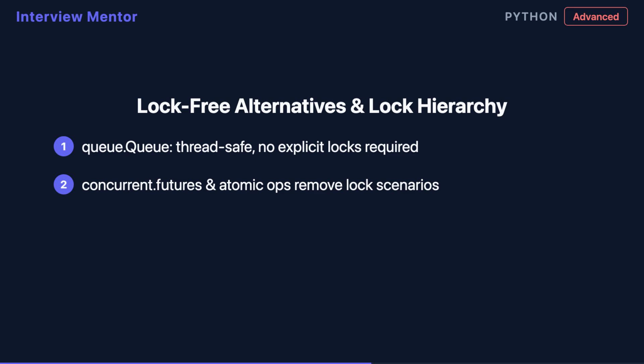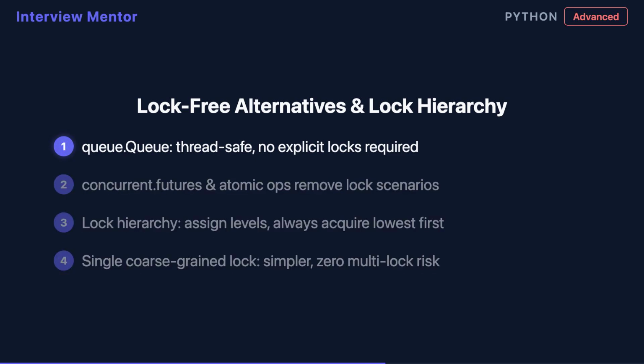The cleanest approach: eliminate multiple locks entirely. Python's queue.Queue handles producer-consumer workflows without explicit locking. concurrent.futures and atomic operations remove many deadlock scenarios at the source.